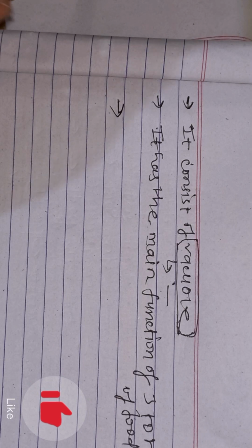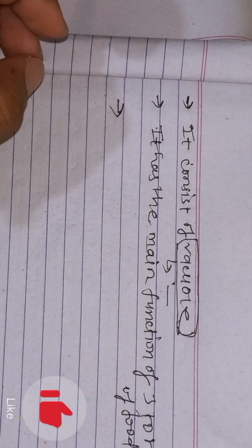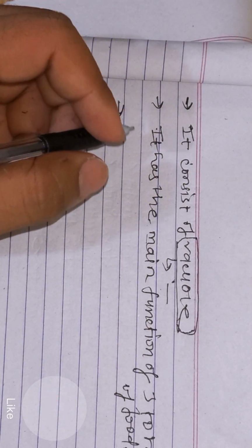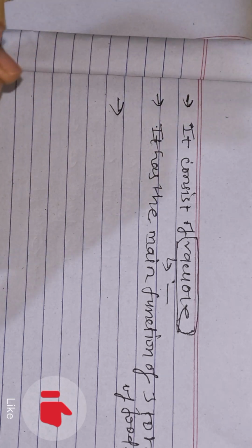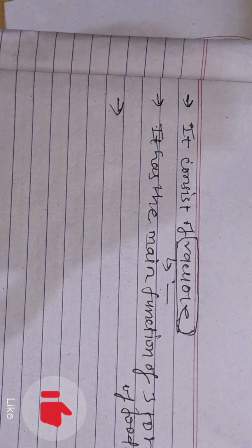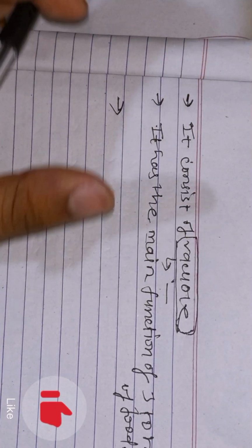Parenchyma is the most common simple permanent tissue in plants. It is made up of thin-walled living cells, which may or may not have intracellular spaces.